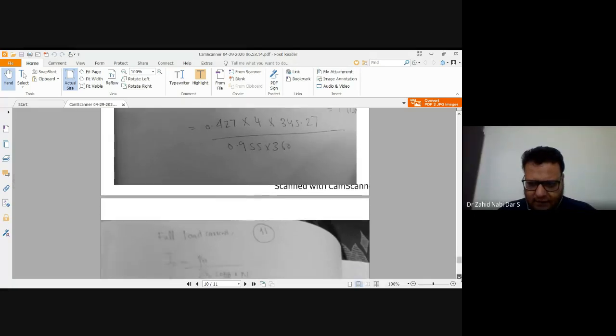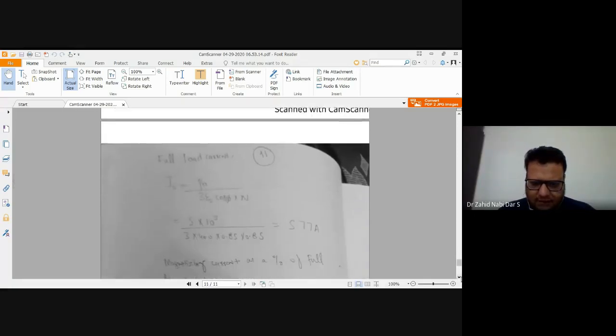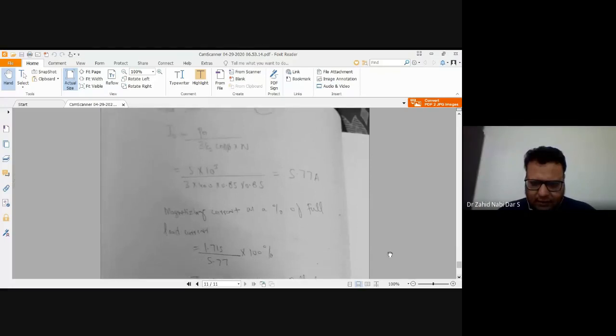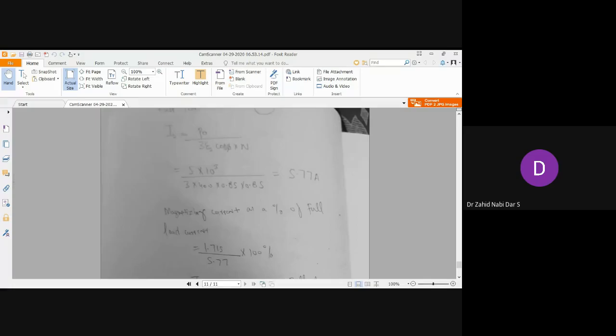So magnetizing current divided by your full load current, let's see how much it is. Magnetizing current 1.715 and full load current 5.77. So the difference is... of the motor is satisfactory.